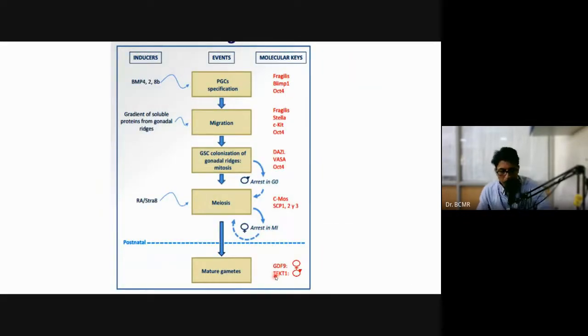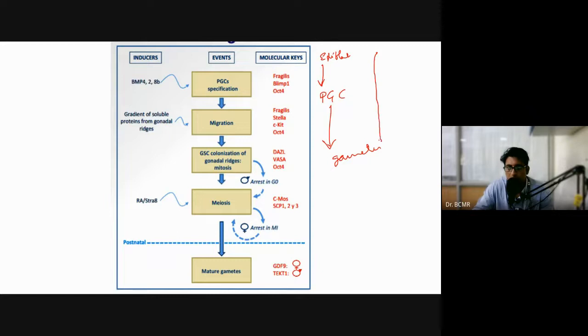Okay, so if I am trying to determine some epiblast cells, and then I want to know that primordial germ cells have formed, and from primordial germ cells, I want to know that gametes have formed, there are a series of differentiations. Okay, it is much more complex than what we are discussing, but this is sufficient for our understanding.